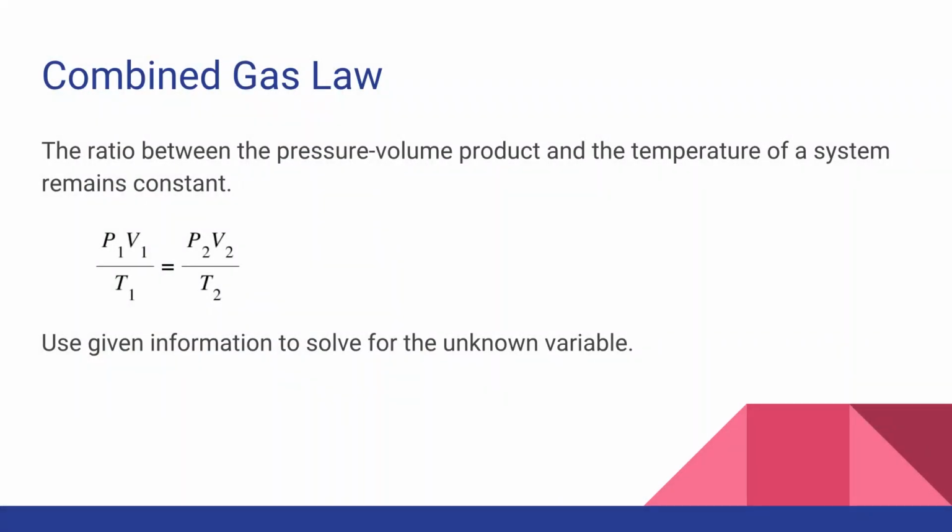So the combined gas law, that's the ratio between the pressure-volume product and the temperature of a system, remains constant. So P1 times V1 over T1 would equal P2 times V2 over T2. So we use the given information in the problem to solve for the unknown variable, which could be either the P, V, or T.